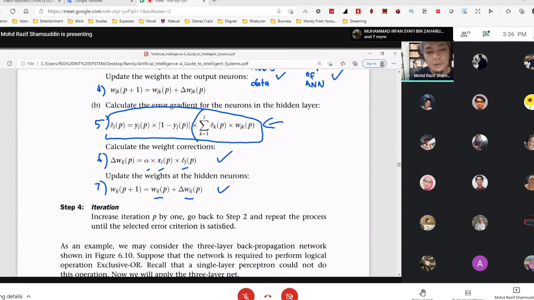Right, step number 4. The last step is iteration. Increase iteration p by 1, go to step number 2. Basically, it's the same thing.